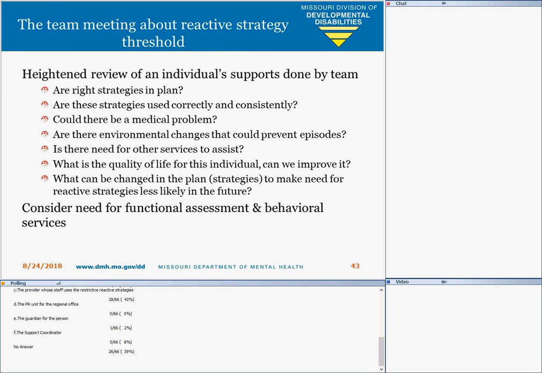At this team meeting about restrictive reactive strategies when you reach that threshold, there's a heightened review by the individual's support team. In that heightened review, they consider, are the right strategies in place? So is the safety crisis plan, individual support plan, or behavior support plan, if you have one, using the right strategies, and are they being used consistently and correctly?